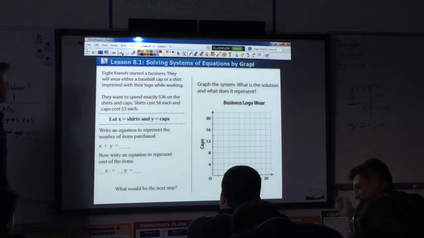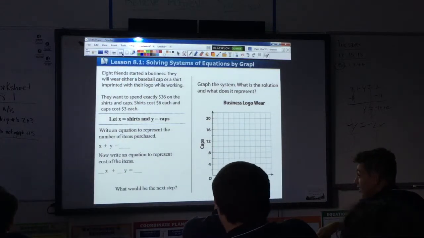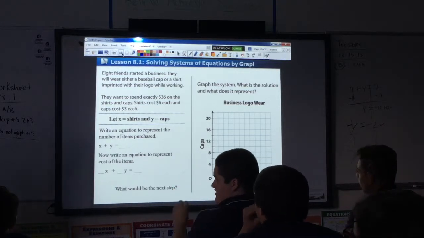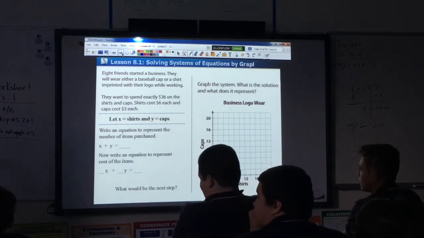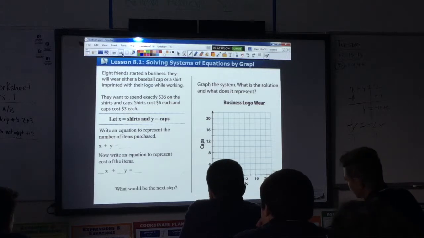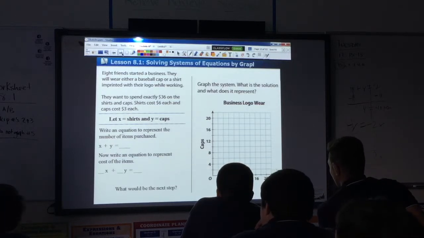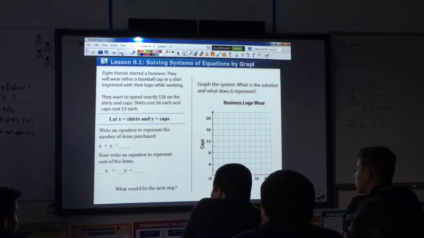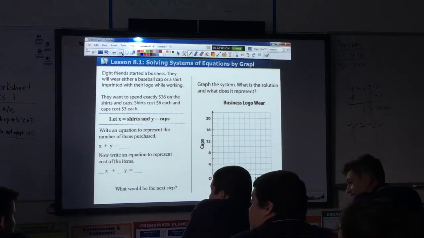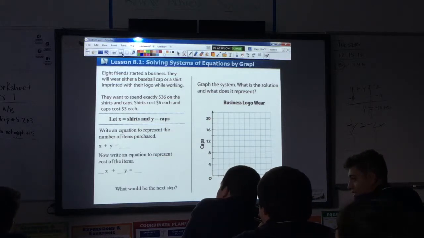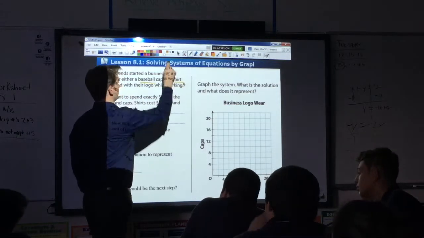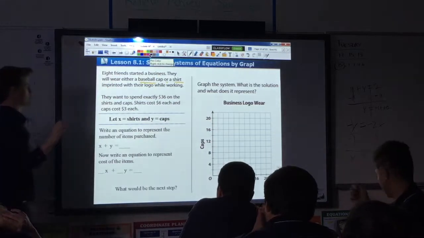Okay. Last scenario here. Chris said he wants to read it. So, Chris, can you read that for me? A friend they will wear either a baseball cap or a shirt imprinted with their logo while working. They want to spend exactly $36 on shirts and caps. Shirts cost $6 each and caps cost $3 each. Okay, so we got Ocho Amigos Incorporated. We got 8 friends. They started a business. Each friend is either getting a baseball cap or a shirt. Okay, so they're not getting both. They're getting a baseball cap or a shirt with their logo.